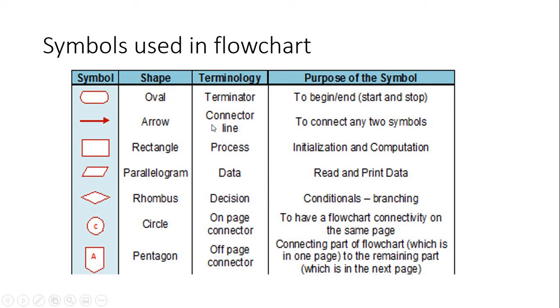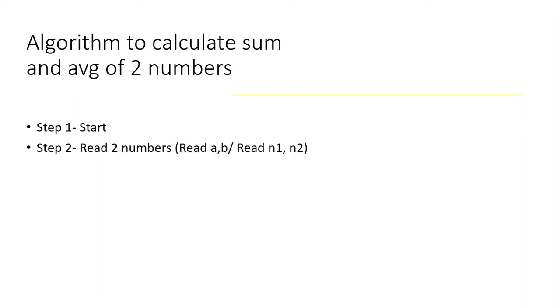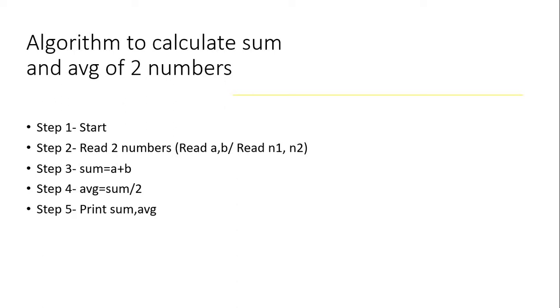Now we will design an algorithm and flowchart to calculate the sum and average of two numbers. So the algorithm is: step 1, start. Step 2, read two numbers. Once the numbers are read, the sum is calculated by using the expression sum is equal to a plus b. The next step is to calculate the average by using the expression average is equal to sum divided by 2.